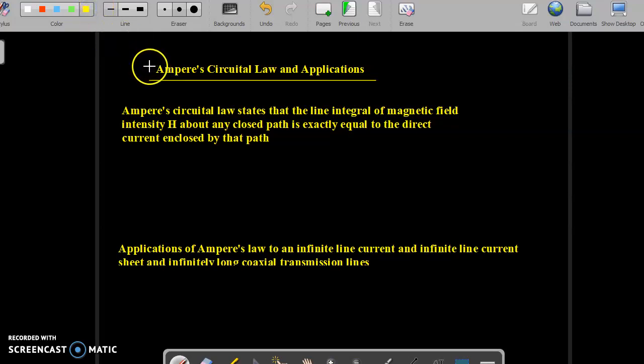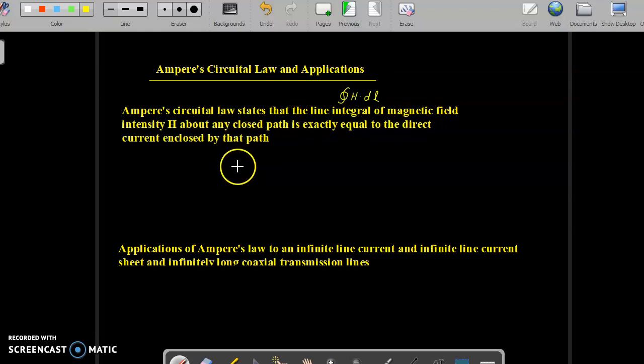So this section deals with Ampere's circuital law and its application. Ampere's circuital law states that the line integral of magnetic field intensity about any closed path is exactly equal to the direct current enclosed by that path.